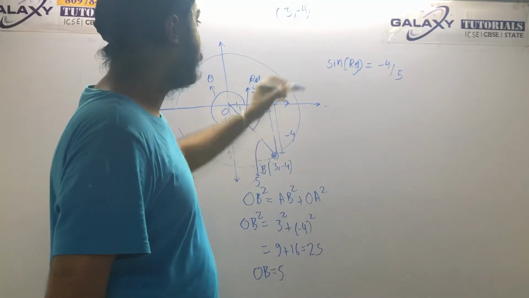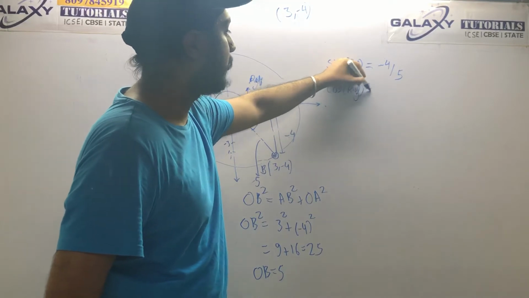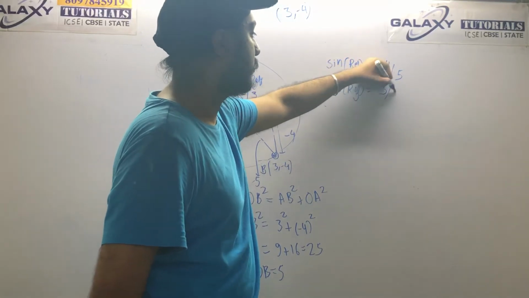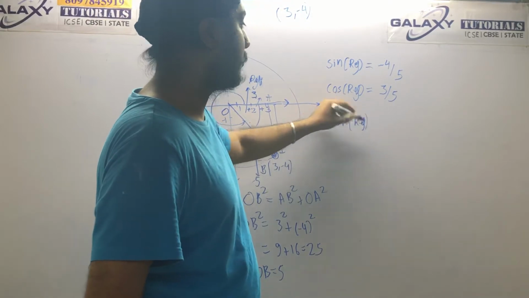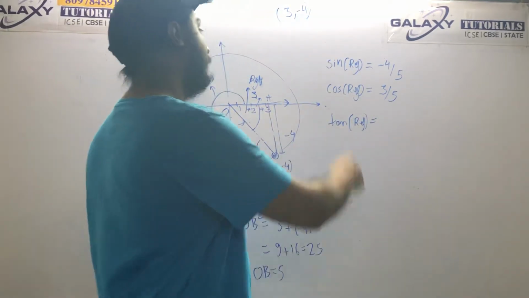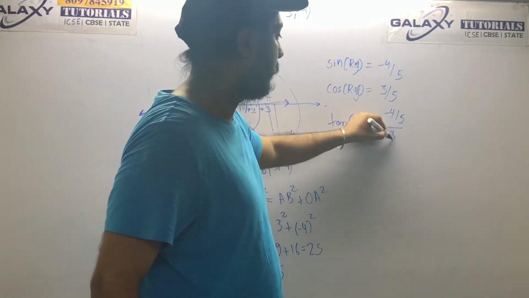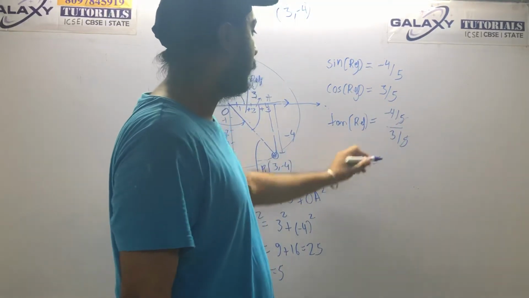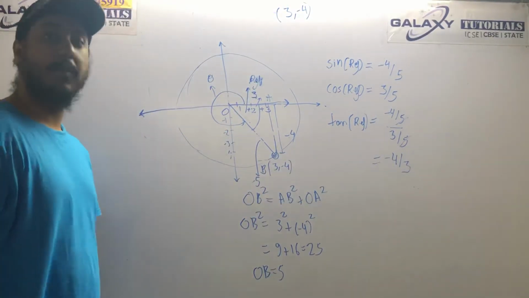Next one is cos reference. Cos reference will be equal to base upon hypotenuse. So base is 3, hypotenuse is 5. And tan reference. Reference is just an angle, so don't confuse it with anything else. It is just the name of the angle. Tan theta will be sine theta upon cos theta. So this will be -4 by 5 upon 3 by 5. So it will come out how much? It will come out to be -4 by 3.